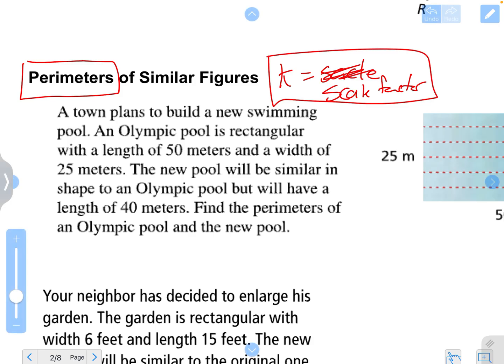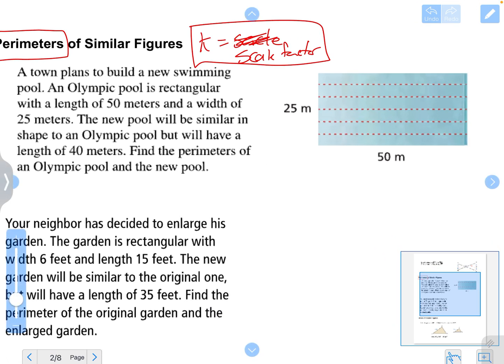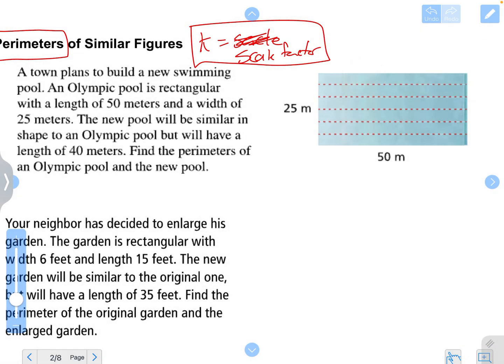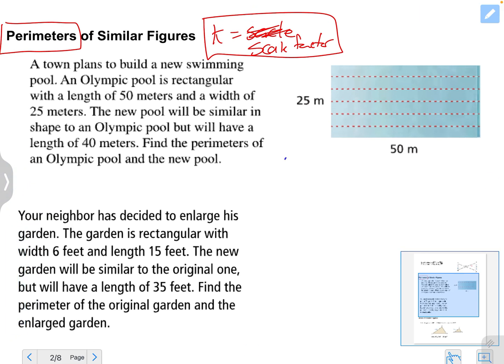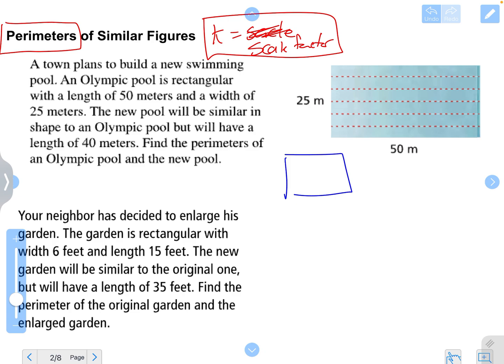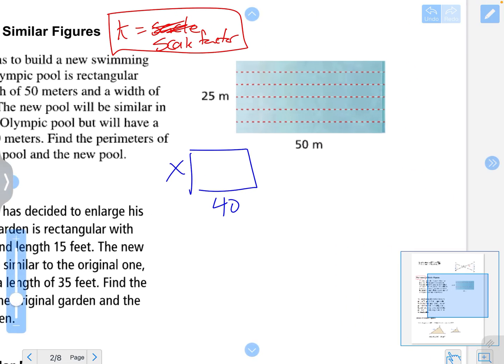So they're going to build a new swimming pool, and an Olympic pool has a length of 50. Oh, they've drawn us one, and a width of 25. So the new pool is going to be similar, but it's going to have a length of 40 meters. So we're looking for our missing side, and we need to find the perimeter.